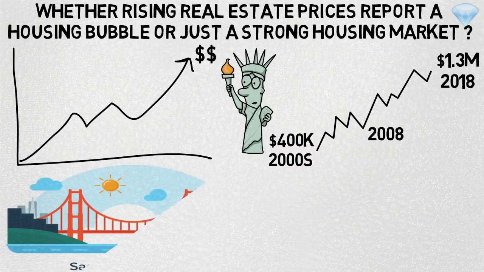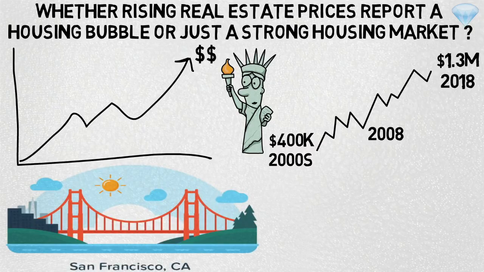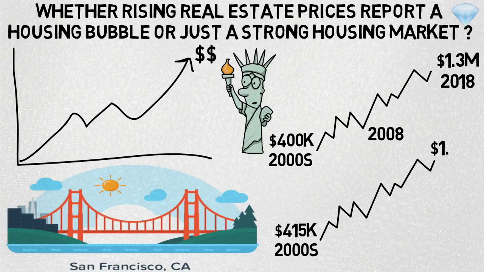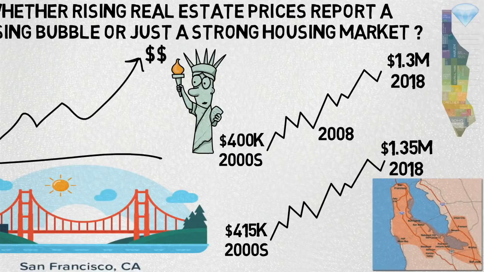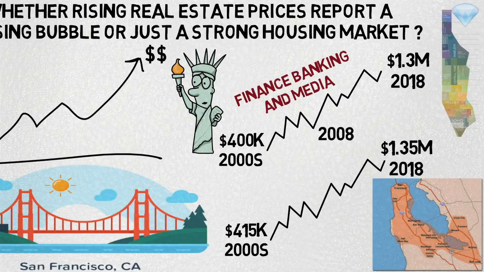The San Francisco market has seen a similar appreciation, rising from a median home price of $415,000 all the way to $1.35 million, and saw a similar modest pullback during the financial crisis. Both markets have boomed for similar reasons. They have geographic constraints that naturally limit the housing. Manhattan is an island and San Francisco is a peninsula, and both are home to booming, high-paying industries such as finance, banking, and media, and others in New York City, and tech in San Francisco and other surrounding Silicon Valley.